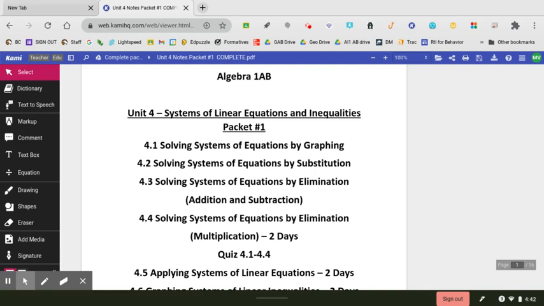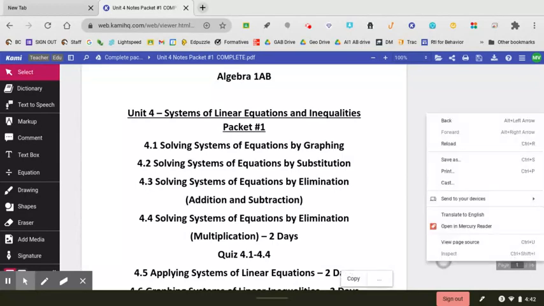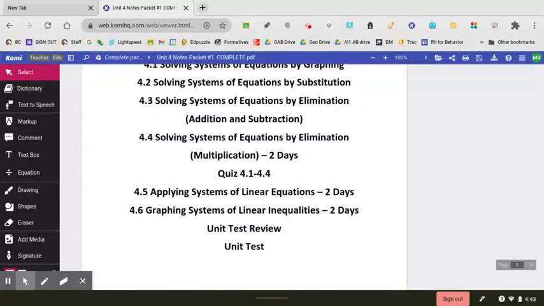Again, I did separate it into 2 packets. So this is packet number 1, which will take us through the first 4 lessons, which will actually be about 6 days or so. Then we'll review and we'll have our first quiz. And then after that, you'll get your next packet.